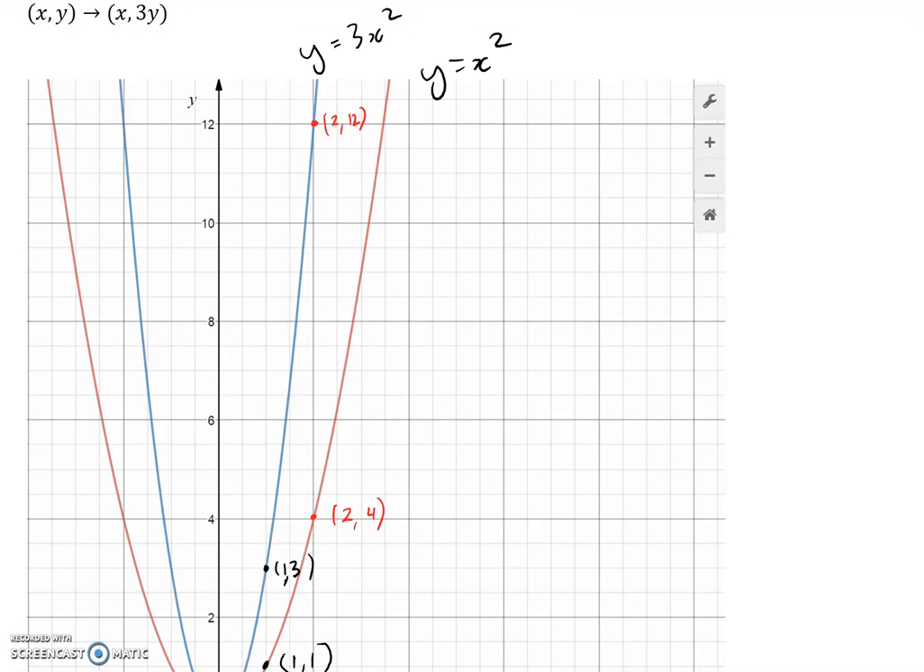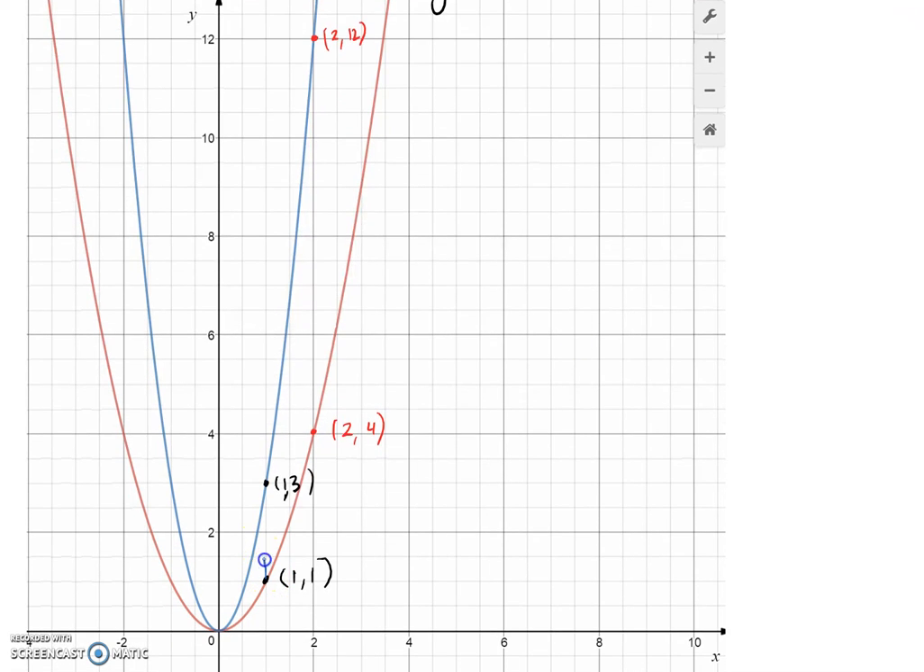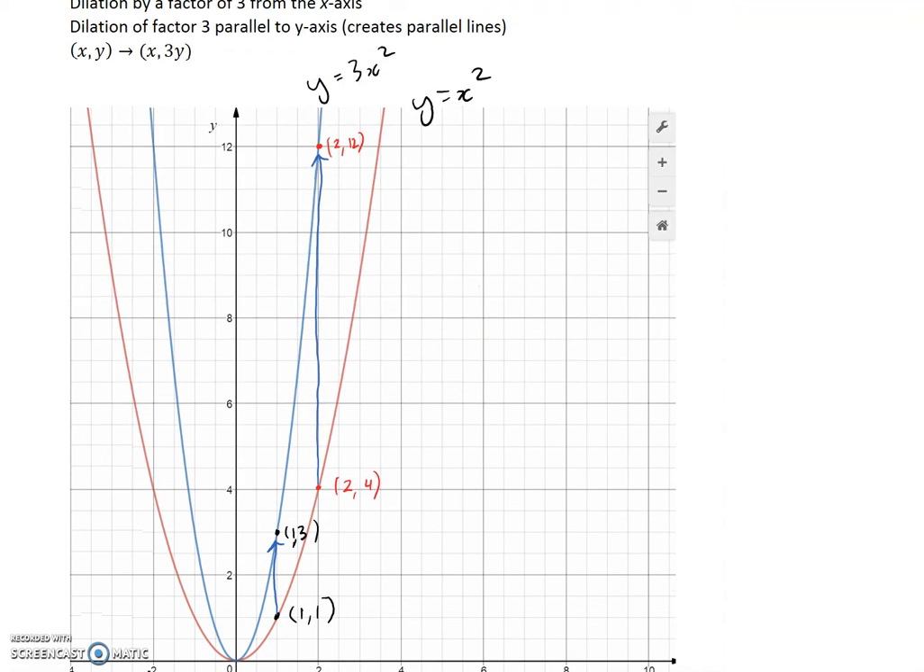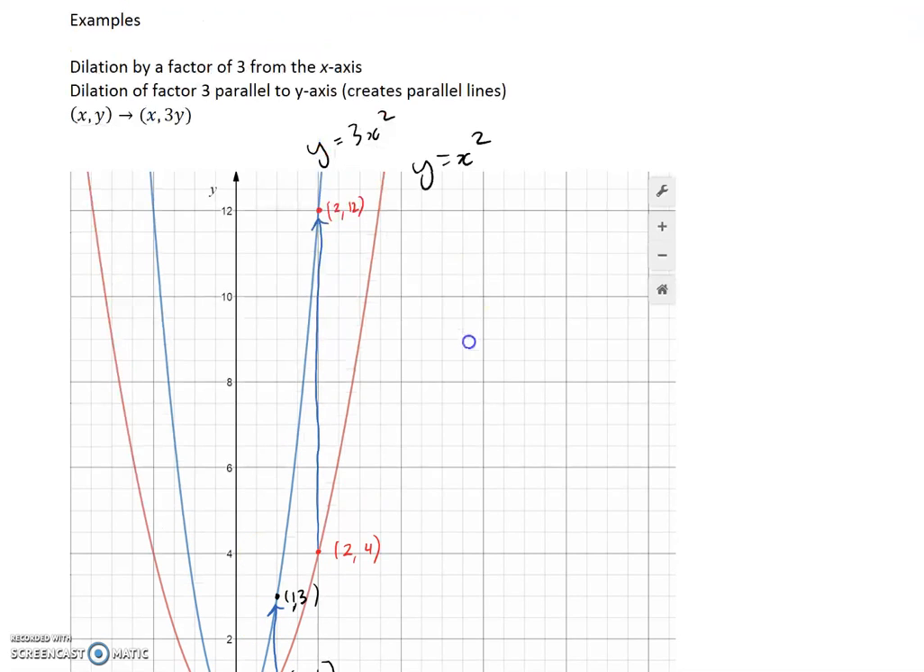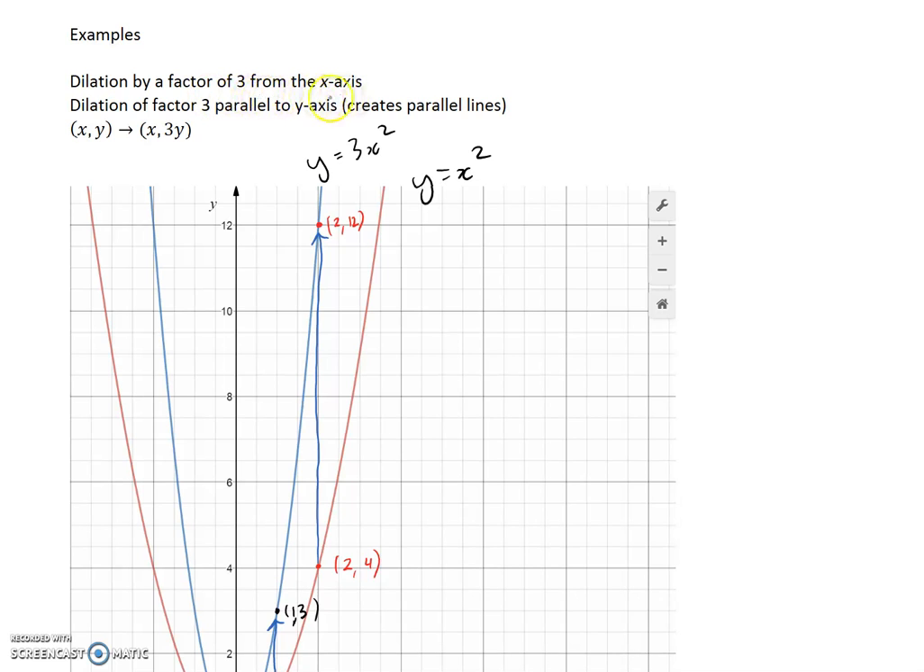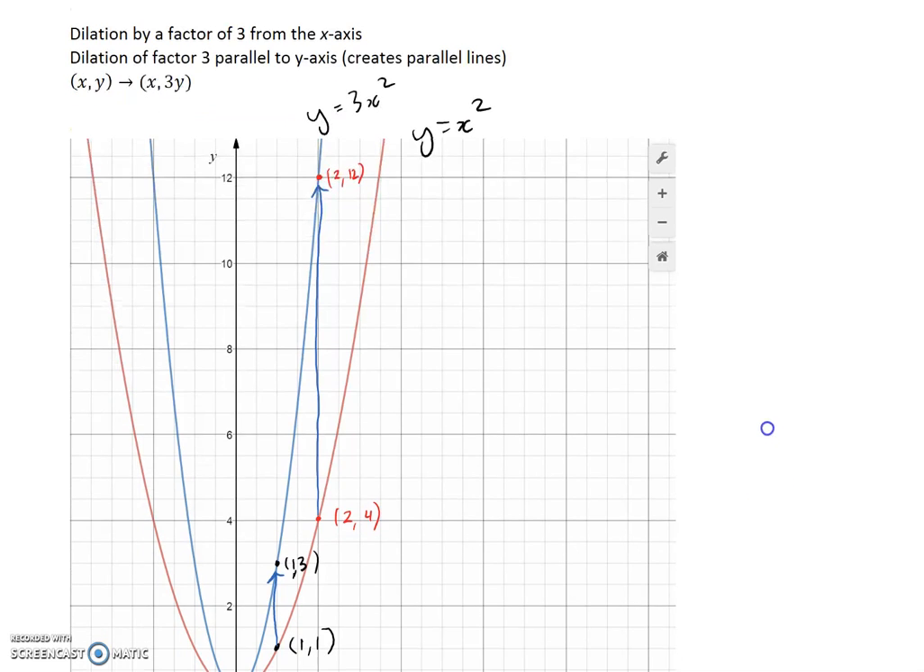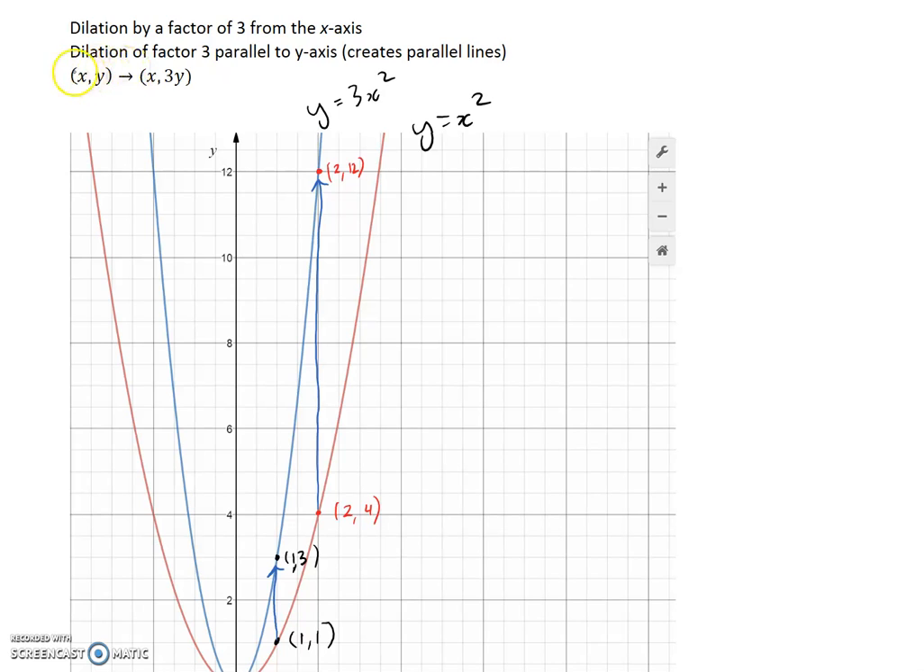So what's happened to those points is that one's gone to that one by a factor of 3. We've gone 1 times 3 to get there. And then that one goes to that one, and that 4 has been multiplied by 3 to give 12. Okay, and the terminology is dilation by a factor of 3 from the x-axis. It's going away from the x-axis. Now, another way of writing that is dilation of factor 3 parallel to the y-axis.